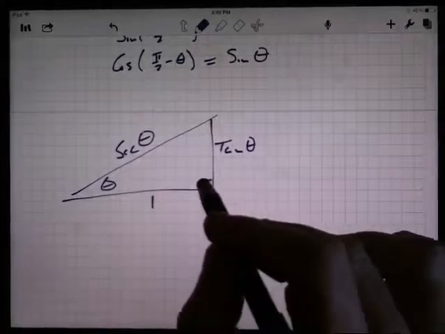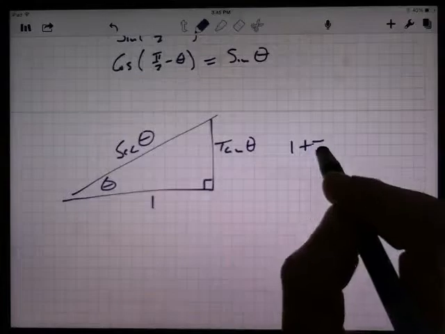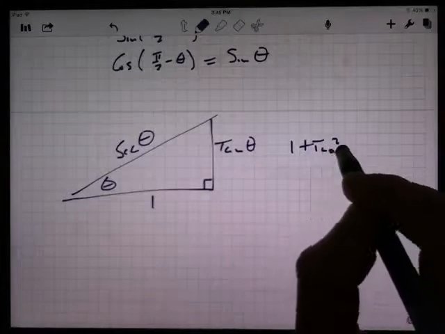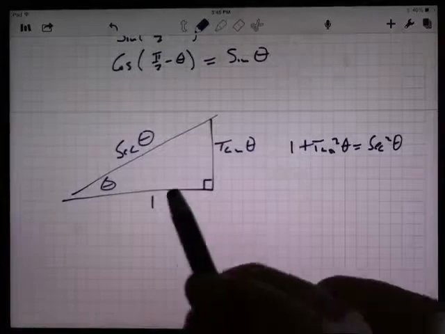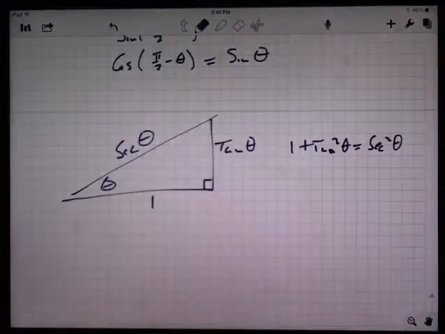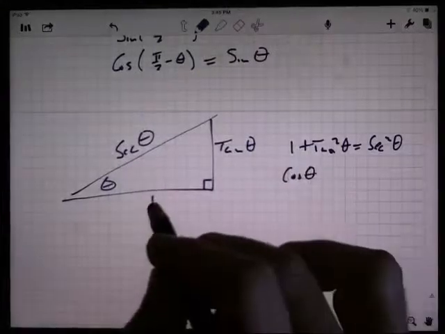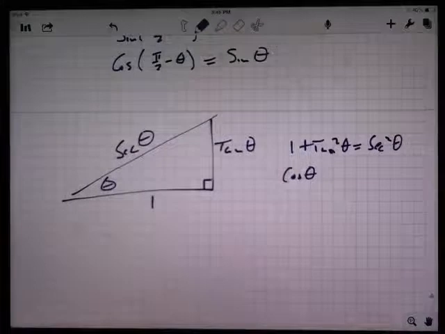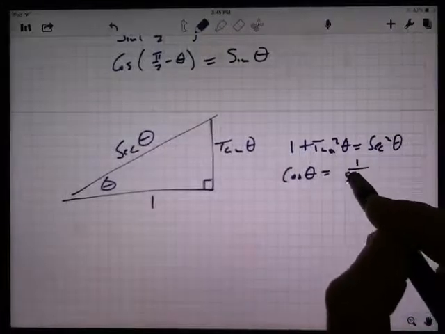So what does this tell me about the world? Well, this tells me that 1 squared plus the tangent squared theta is always equal to the secant squared theta. That's just the Pythagorean theorem applied to this triangle. But there are some other things I see too, because for instance, I see that the cosine of theta should be the adjacent side divided by the hypotenuse, which is 1 over the secant theta.